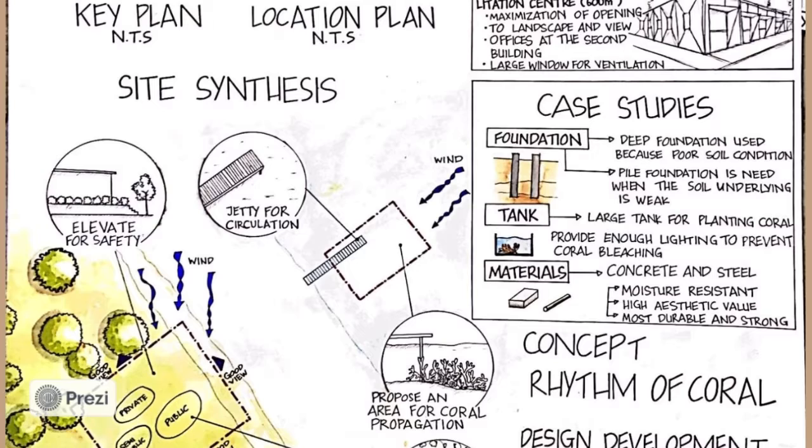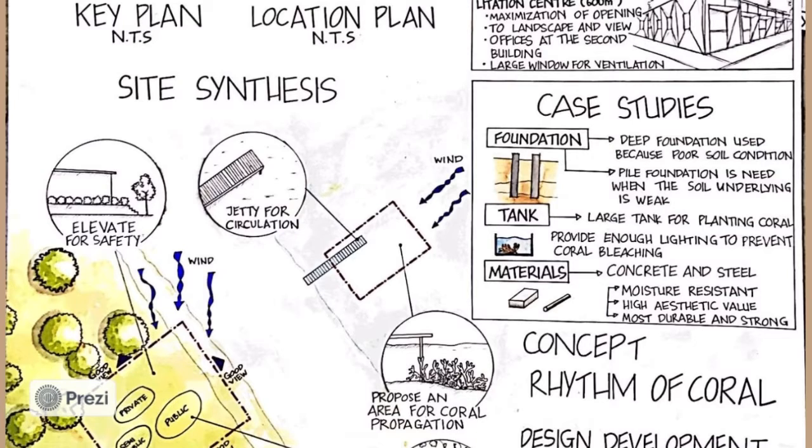The first case study is foundation. I chose deep foundation because the soil underlying is weak and it is in poor condition for a building. Next is tank. So I chose to use large tank for planting coral and provide enough lighting to prevent coral bleaching. And the last one is concrete and steel. It is because they are moisture resistant, high aesthetic value, and most durable and strong.